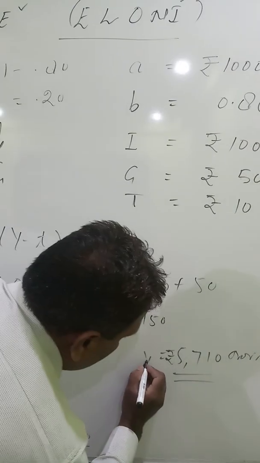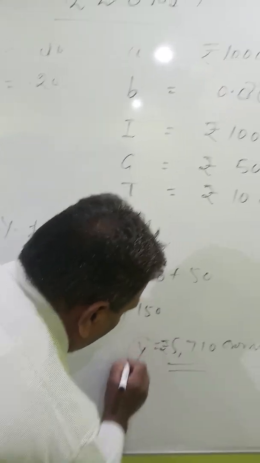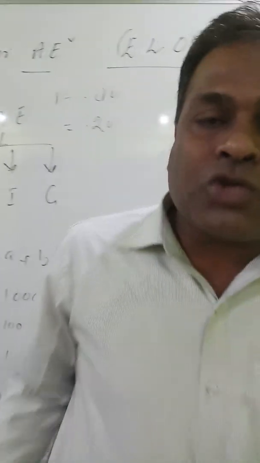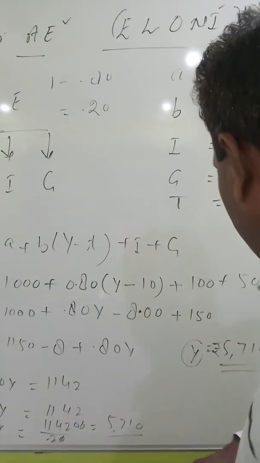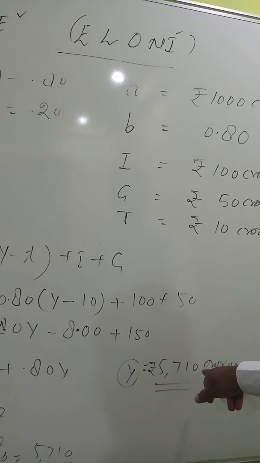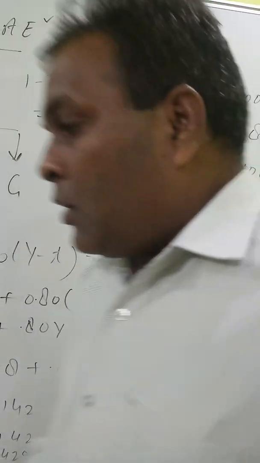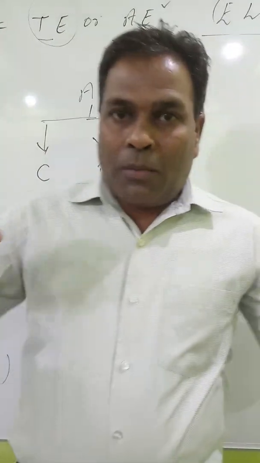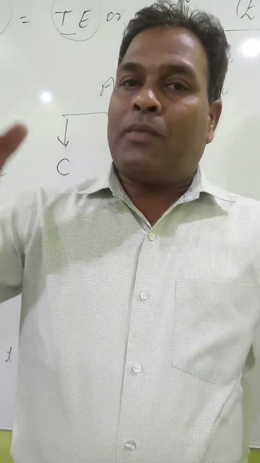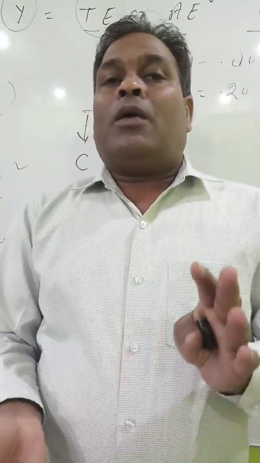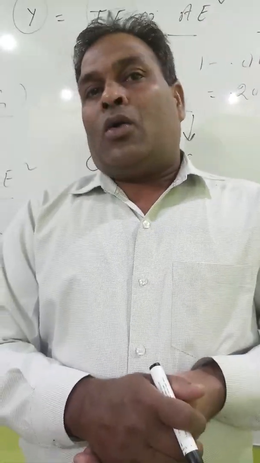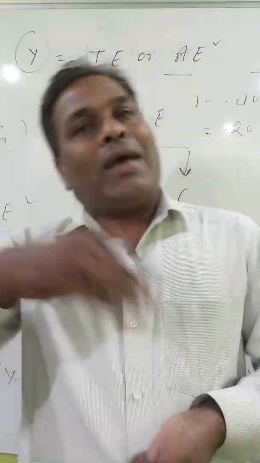It is the equilibrium level of national income. Now we have completed and solved this question. The equilibrium level of national income has been calculated here. The final result is that the equilibrium level of national income is 5,710 crores. Now we have calculated the equilibrium level of national income in the closed economy, but the equilibrium level of national income in the open economy would be calculated later in the next lecture.